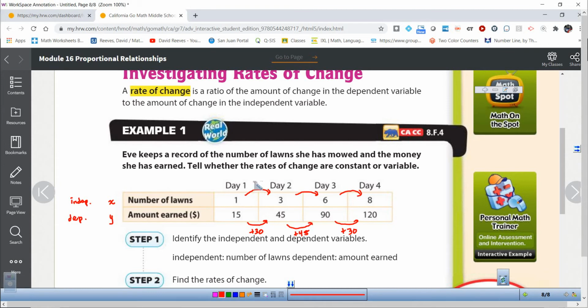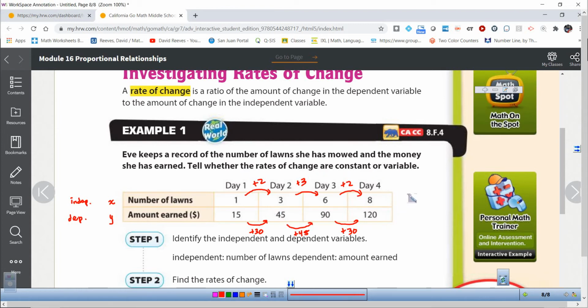From day 1 to day 2, she went up by 2 lawns. So 2 lawns gave a change of $30, right? 3 lawns gave a change of $45. And again, here we had 2 lawns giving once again a change of $30. Okay? All right, now we're going to see whether it's constant or variable.